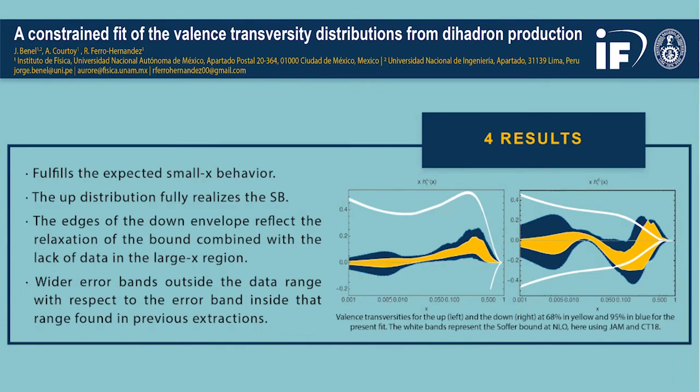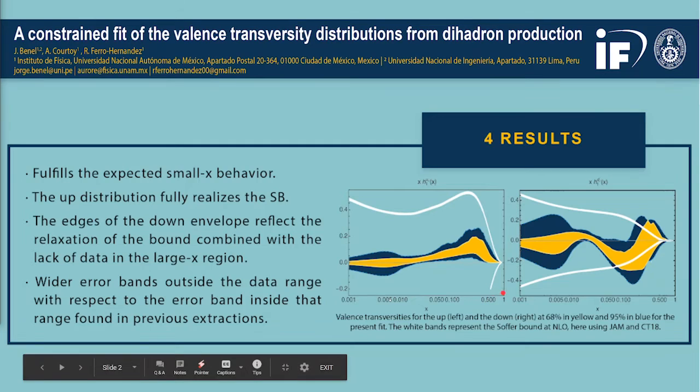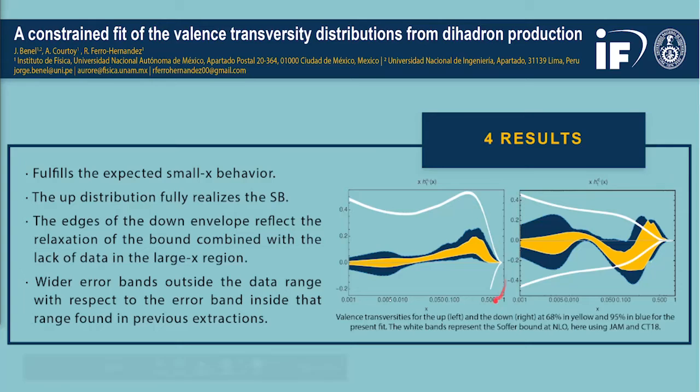The first result that we could see is that it fulfills the expected small x behavior as the theory states. The up distribution fully realizes the Soffer bound. This is, everything is inside the positivity bound, inside the Soffer bound. On the other side, the edges of the down envelope reflect the relaxation of the bound combined with the lack of data in the large x region. Wider error bands outside the data range with respect to the error band inside that range found in previous extractions. This is allowed by the absence of data in this region up here.